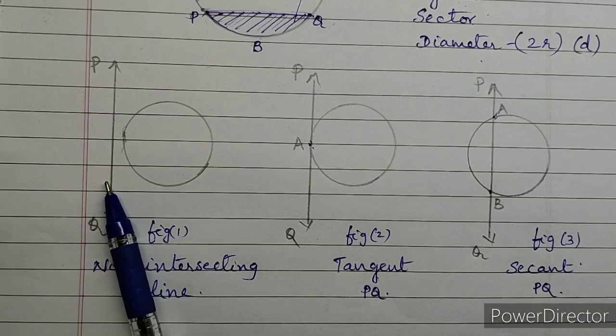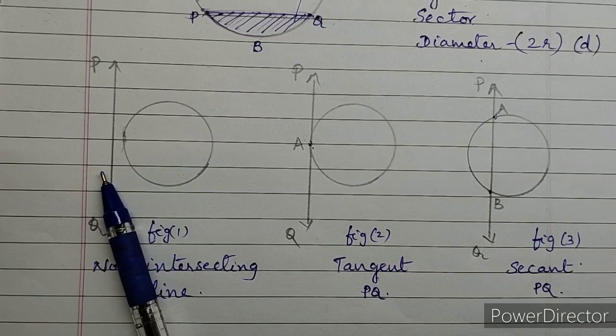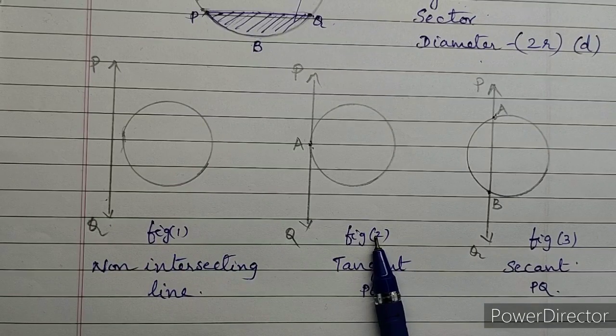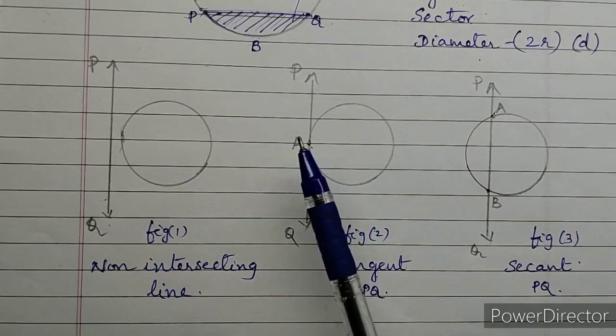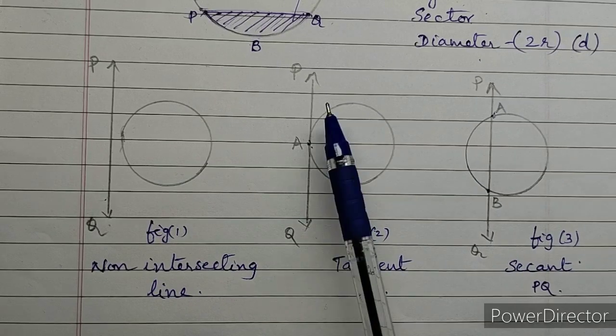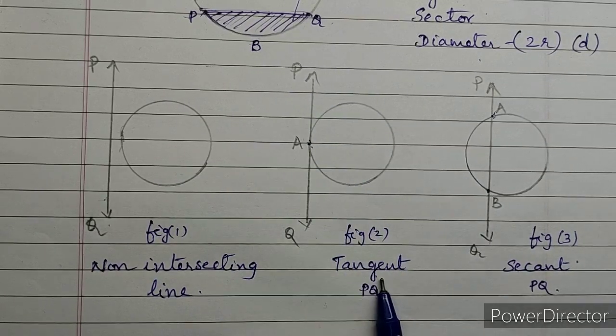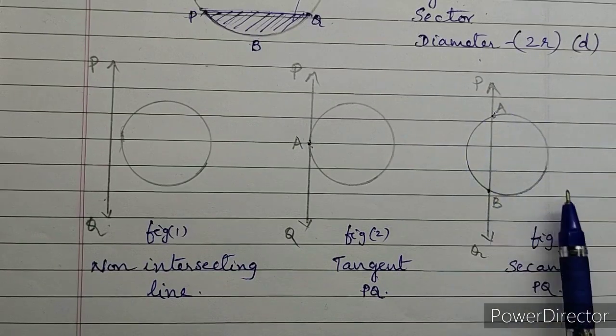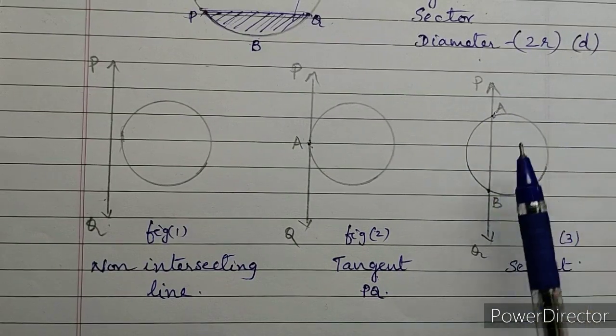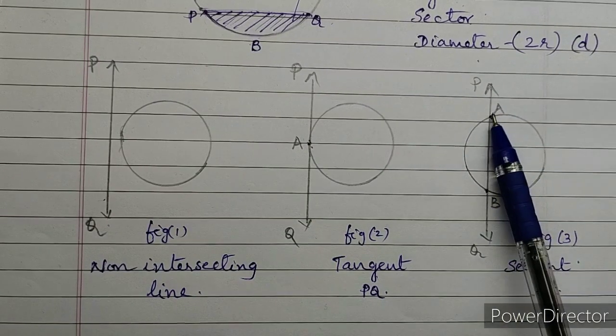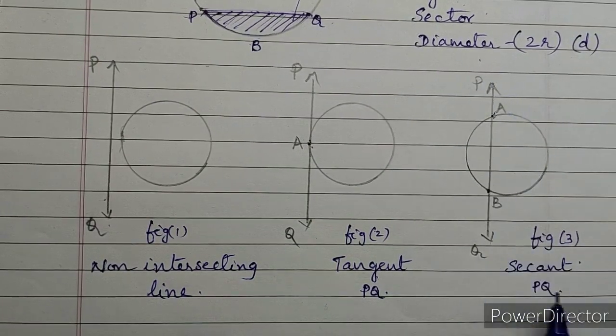So there are 3 possibilities. First one is non-intersecting line, where the circle and the line are not touching, there is no common point. Second figure, the circle is touching at one point, that means only one common point between circle and the line, so PQ is called the tangent. And third one, the line and the circle have 2 common points, A and B here, then the line you will call a secant. So in this chapter, we are going to study the existence of the tangents to a circle and also some properties of the tangents.